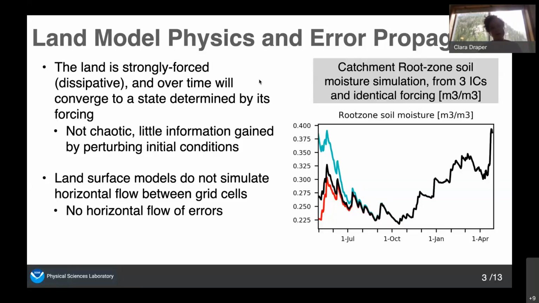So this is very different from an atmospheric system where you've got sensitive dependence on initial conditions and chaotic error growth. And so in an atmospheric system, you can actually learn a lot about the error structure in your forecast by initializing from different initial conditions. By contrast, in a land model, if you initialize from slightly different initial conditions, all it's going to show you in the forecast is basically the difference that you initialized it with, which will have dissipated slightly. The other issue is that land surface models, at least as used in NWP, don't simulate horizontal flow between grid cells. Each grid cell is just modeled independently. So there's also no horizontal flow of any error information.